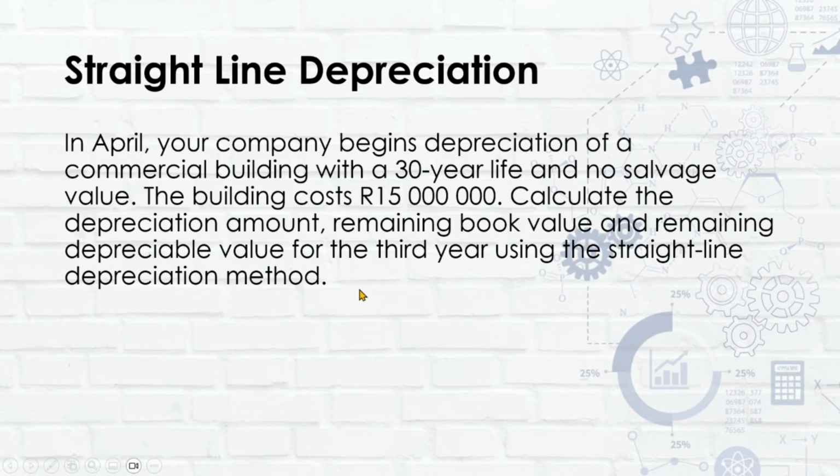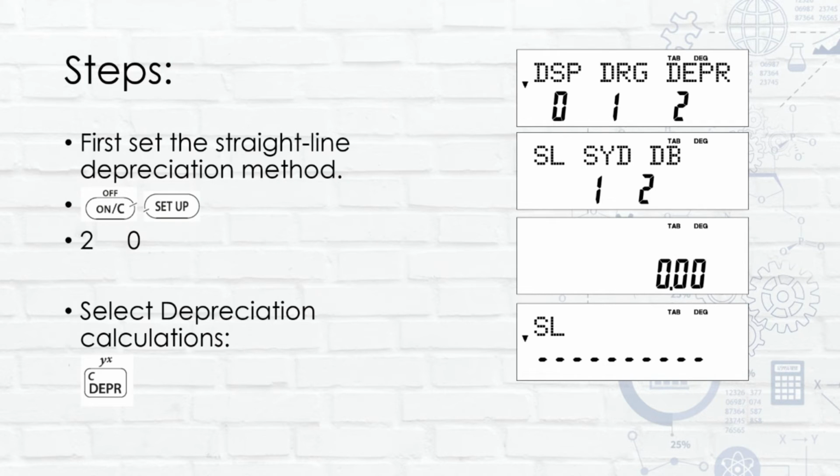Right, so here's our story. In April, your company begins depreciation of a commercial building with a 30-year life and no or zero salvage value. Your building costs 15 million rand. Calculate the depreciation amount, remaining book value, and the remaining depreciable value for the third year using the straight line depreciation method.